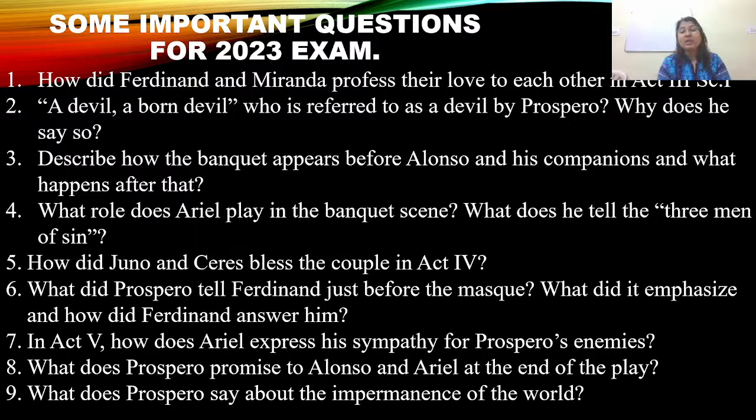Then what does Prospero say about the impermanence of the world? After the masque, when he abruptly stops the masque, then he talks about impermanence, the transient world. So that has to be described. Now, you should be able to know that these 5 marks questions are basically based on some incident, that particular incident. So in these answers, that particular incident only should be described and explained.